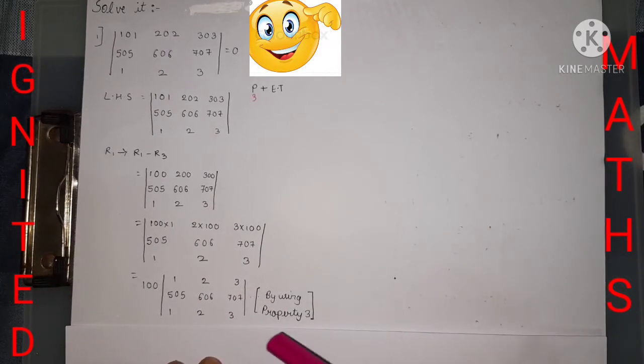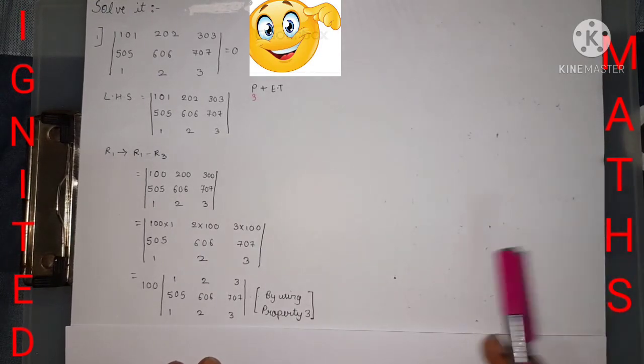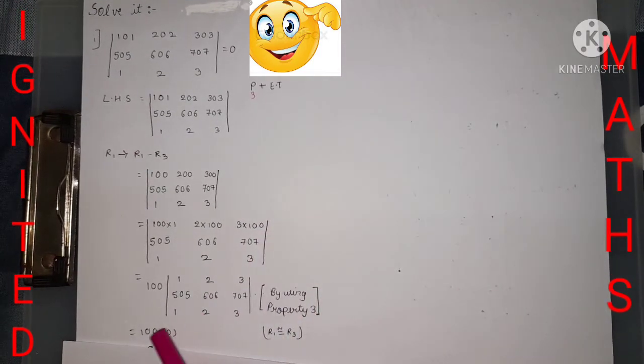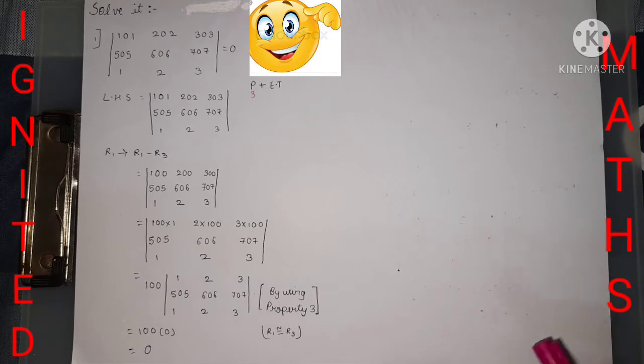Now we got the answer by using property 3. Property 3 says that if any two rows or any two columns are identical, then the value of the determinant will be 0. Then the value of the determinant will be 0. 100 into 0 is 0. This is how we are proving it.